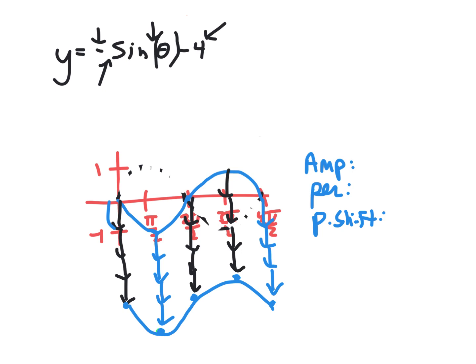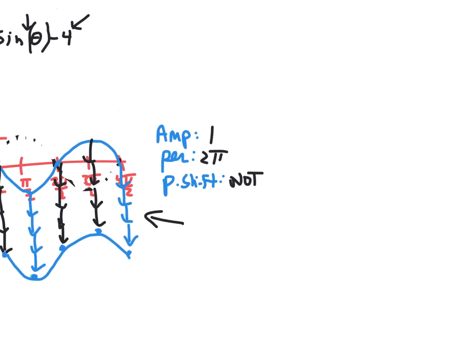Just looking at it, amplitude is how high up and down it goes. It's going up and down 1. And its period gets over with in the same amount of time as normal. It's still 2 pi. And the phase shift, that shift I did, that was not a phase shift. There is none. Okay. I feel like you're getting it now.